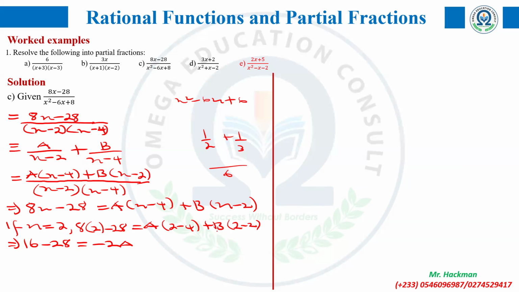Then B's term will give me 0, so I won't write it. Simplify and solve for your A. Then again, you equate the other factor to 0 and solve, so x will be equal to 4. You substitute 4, and that will help you find your B. You get the point?